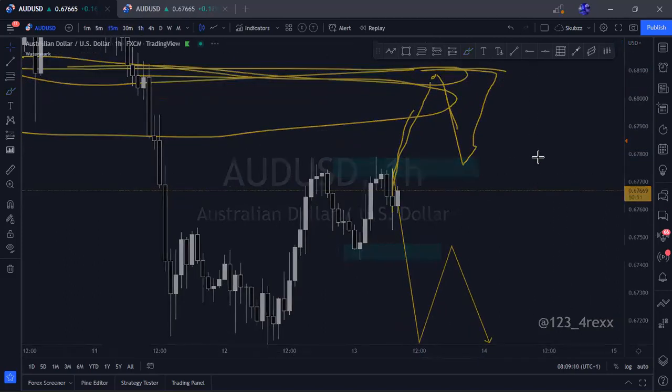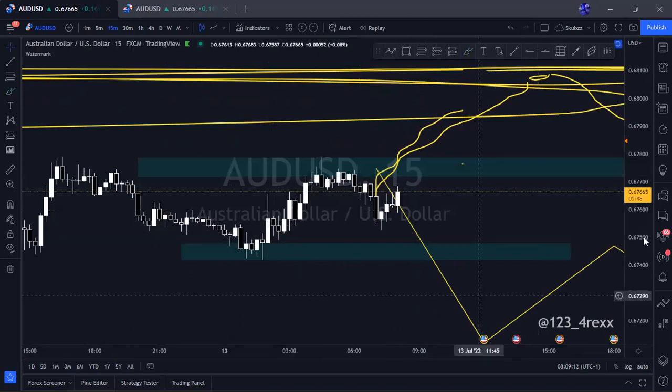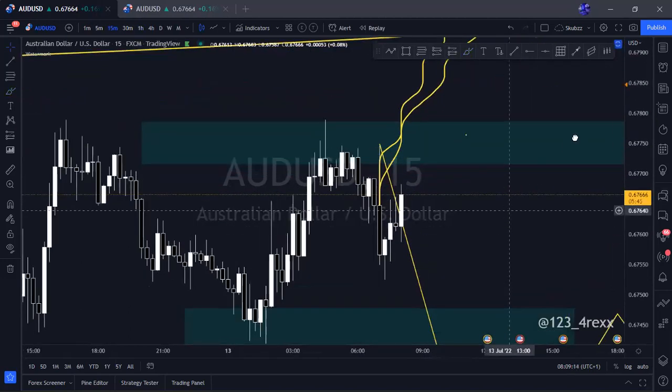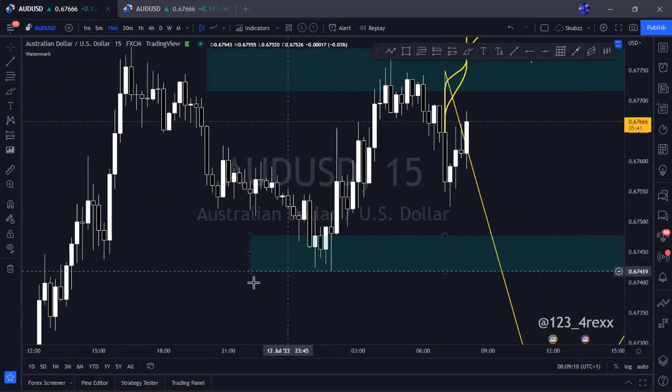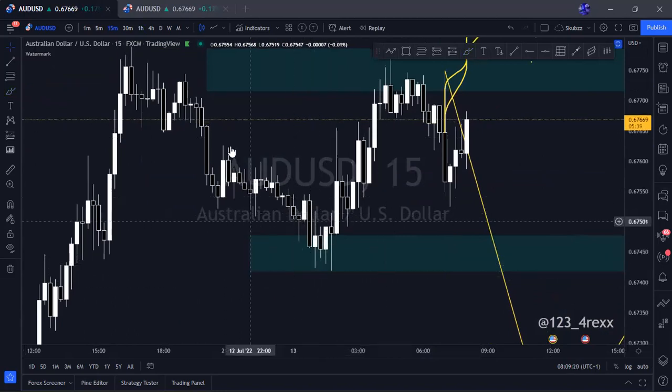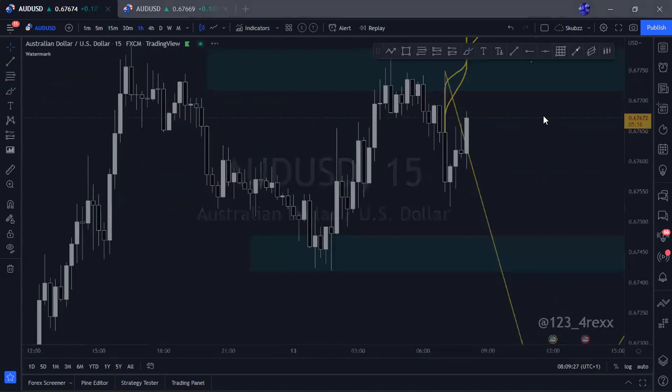Let me check something on this reaction here. Yep, we actually had an entry criteria here. Entered and dropped your stop loss. Anyhow, hope you guys understand. So now let's jump on NZD USD and see what we can get.